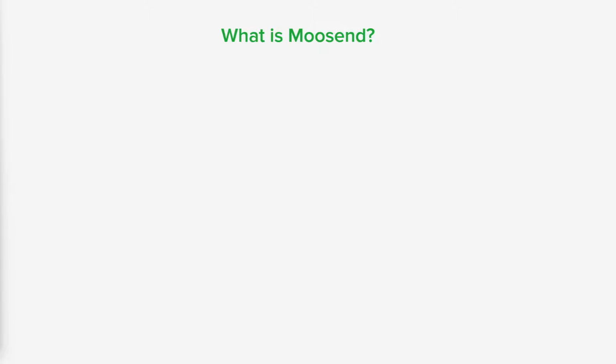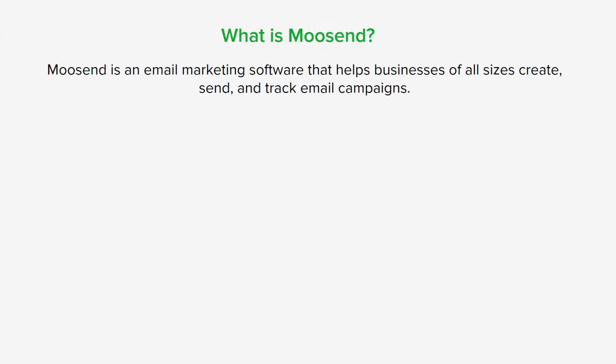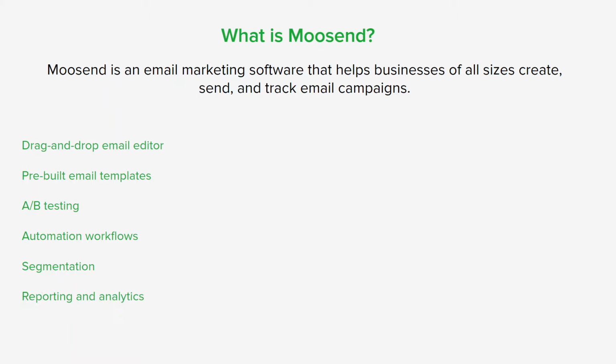So what is Moosend? Moosend is an email marketing software that helps businesses of all sizes create, send, and track email campaigns. It offers a wide range of features, including a drag and drop email editor, pre-built email templates, A/B testing, automation for workflows, segmentation, and reporting and analytics as well.